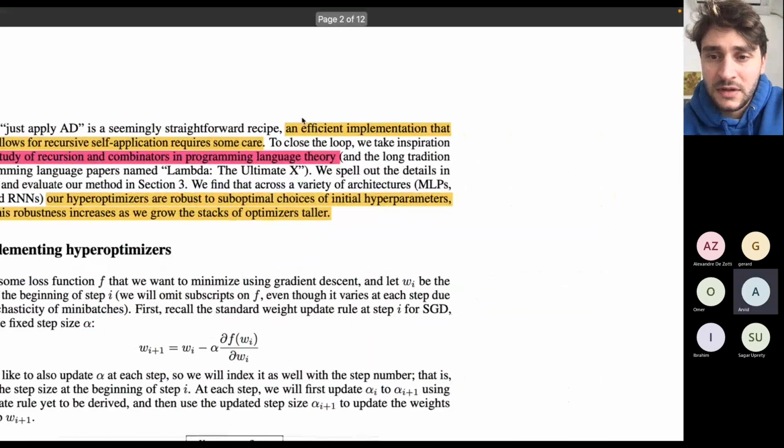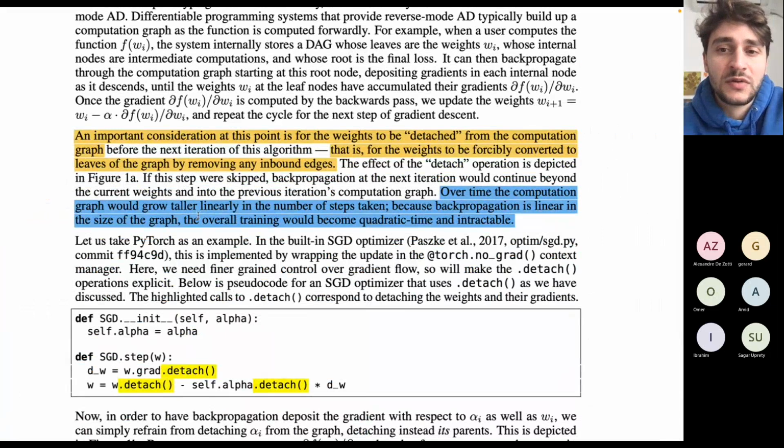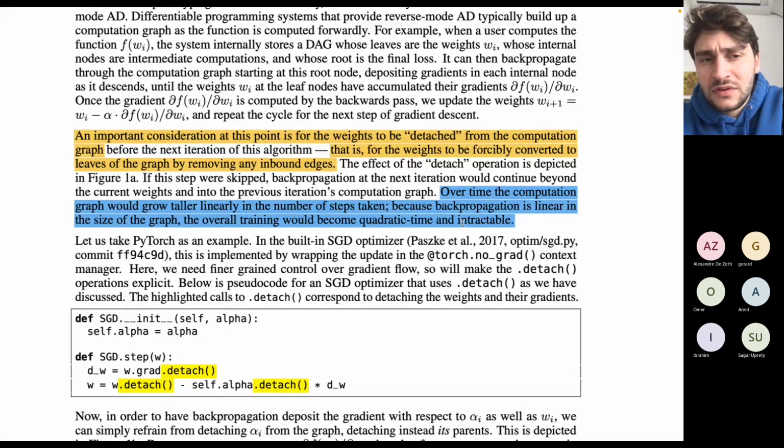They point out that if you didn't do this, over time the computation graph would grow taller linearly in the number of steps taken. And because backpropagation is linear in the size of the graph, the overall time would become quadratic and intractable. To me this is a trivial point, but I guess it does warrant saying. I was thinking to myself, why would you even need to maintain the entire computation graph from when you started training?